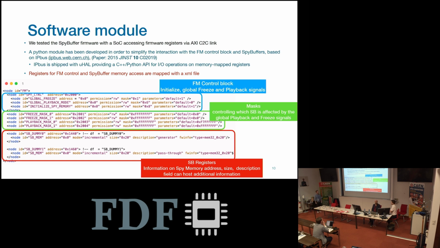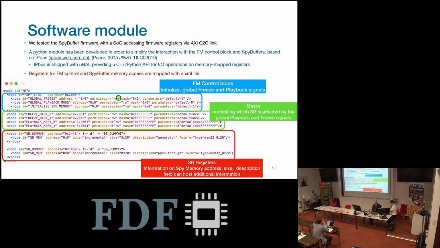So I will not spend a lot of time on that, but IPbus gives you uHAL, which provides a useful C++, but mostly useful for this case, a Python API for I/O operations on memory mapped registers. And for that, you need to configure it with registers that are written, for instance, in this way, with an XML file that is showing here the configuration.